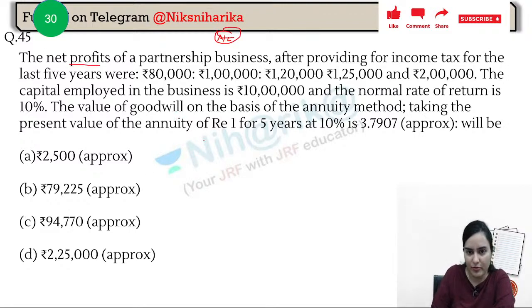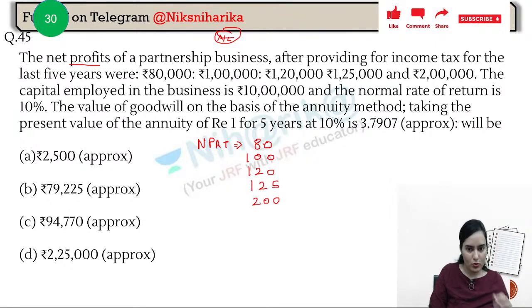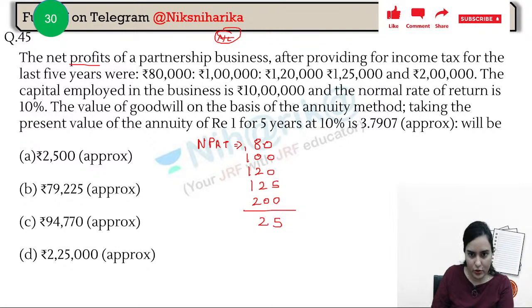Net profit of the partnership firm. That means NPAT is given. How much? 80,000. Okay. Then 1 lakh. Then 1,20,000. 125 and 200. That means 2 lakh. So what is the total? This is 5, 8, 9, 10, 11, 12. Okay, 1, 2, 3, 4, 5, 6, 625. Done. This is the total profit, divided by 5 to get the average profit. Average or actual profit will be 1,25,000. That will be AP.